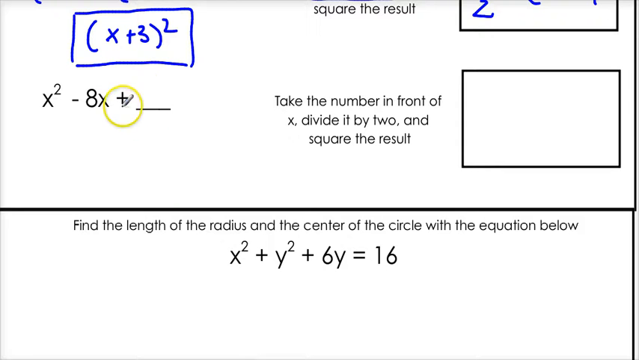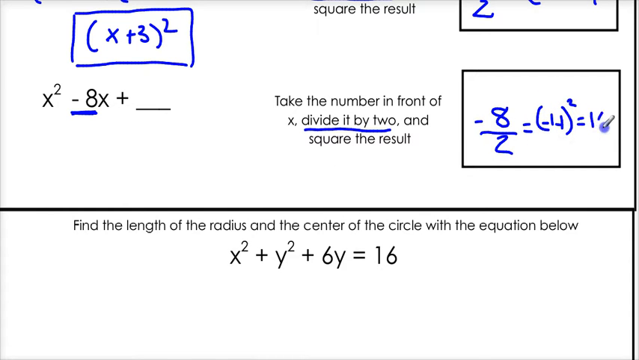What we're going to do is figure out what number I have to put here to make this a perfect square. What you do is you take the number in front of x, that's -8. So let's take that number. We're going to divide it by 2. That gives us -4. And then we square the result, and that gives us 16. All right, so we're going to add 16 to both sides.